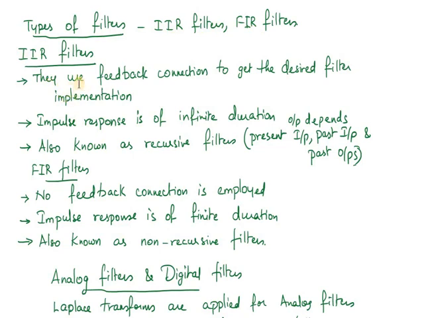So if you see the features of IIR filters, in IIR filters there is a feedback connection to get the desired filter implementation. Okay, so there is a feedback connection from the output back to the input. And also the impulse response is of infinite duration. That's why we call them infinite impulse response filters. Another name for this is recursive filters. In these recursive filters, the output depends upon the present input, past input as well as the past outputs. So these are some of the features of infinite impulse response filters.